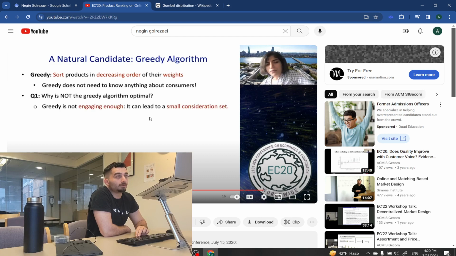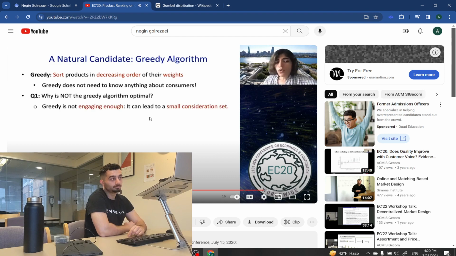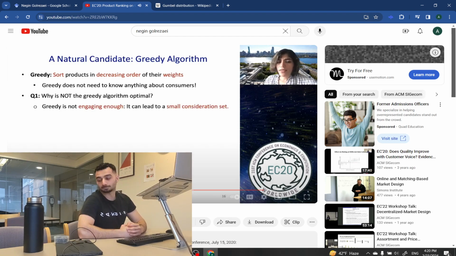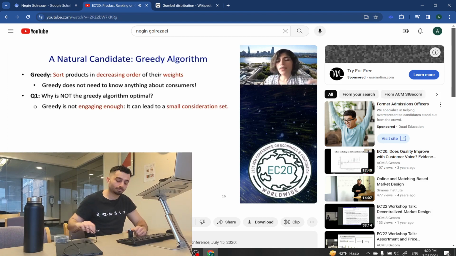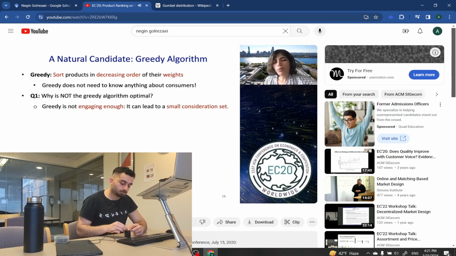I know that our NP-hardness result shows that the greedy algorithm is not optimal, but you may wonder intuitively why it's not optimal. The reason is that the greedy algorithm is not engaging enough. The greedy algorithm puts really good products in the top position, and because of the stopping rule that the consumer is going to follow, by putting the good products in the top position, the consumer is going to have a small consideration set.